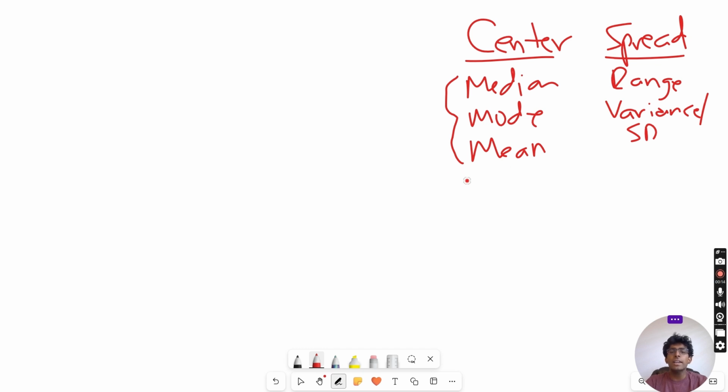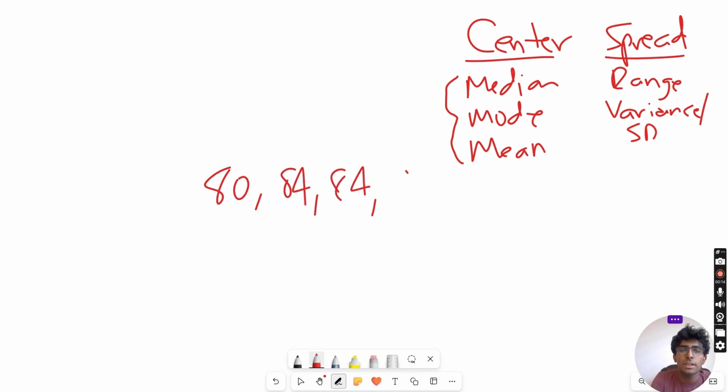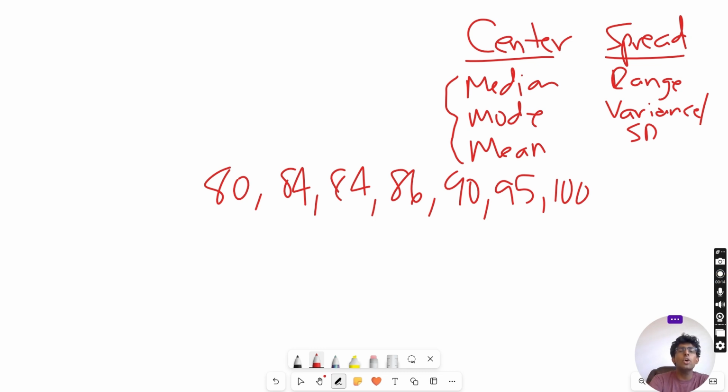So let's try and come up with a data set, for example. Let's say we have grades on a test. Let's say we have 80, 84, 84, 86, 90, and 95, and 100, right? So let's say we want to find the mean of this data set. What is the mean exactly?